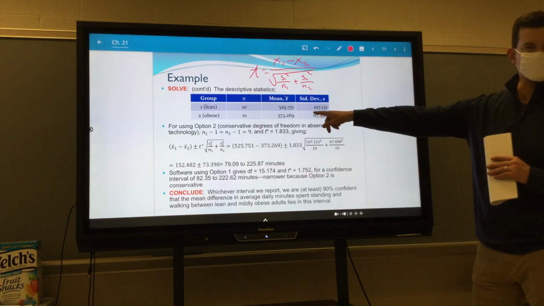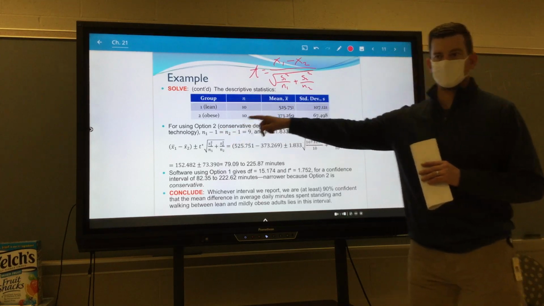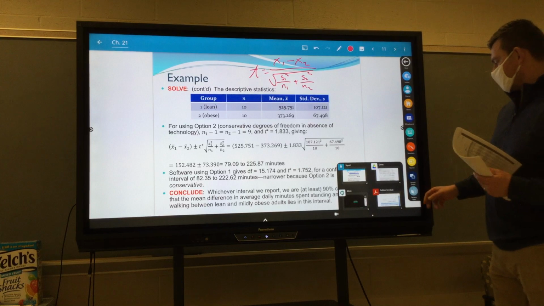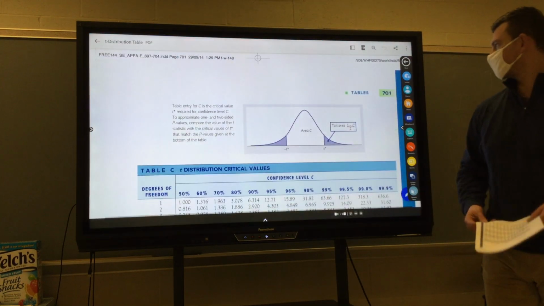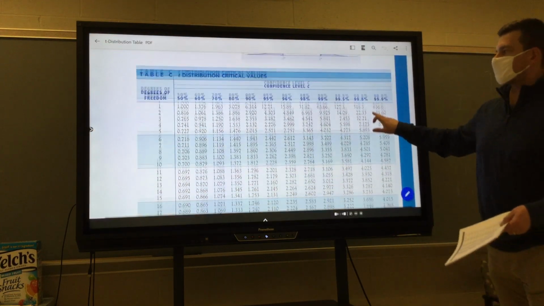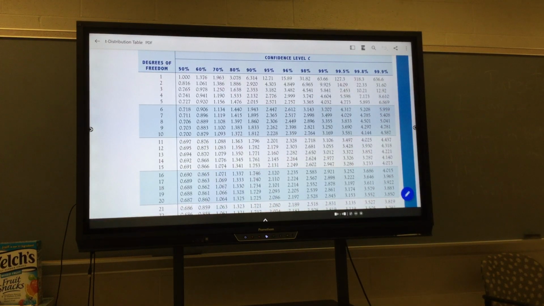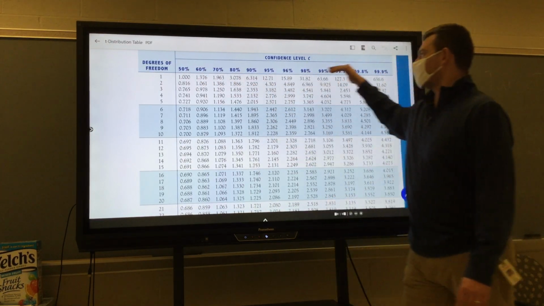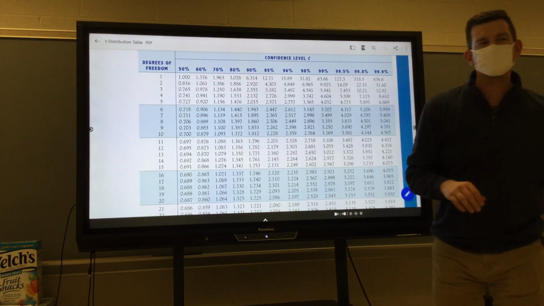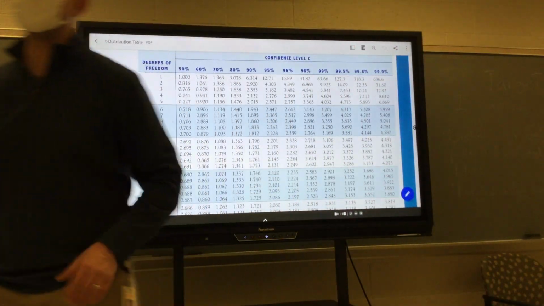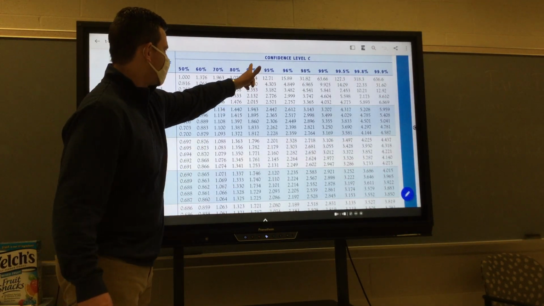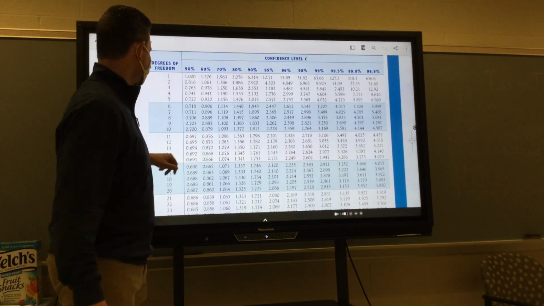Now, we're working with 2 samples of size 10. So that means that we have 10 minus 1, 9 degrees of freedom. Here is our T-star chart. So, the way this works: across the top, we have our level of confidence. Remember, for this problem, they chose only a 90% level of confidence. So we're going to go from this column right here, this 90%.